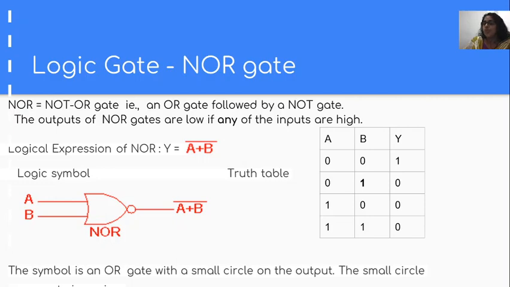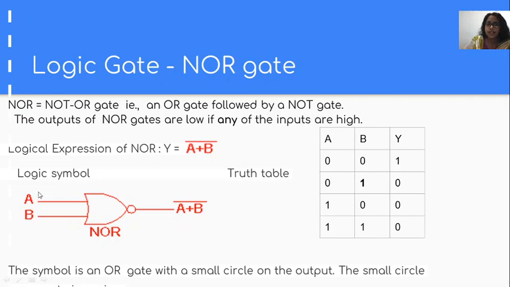So coming to the NOR gate. Actually, the NOR gate is a combination of two gates: an OR gate followed by a NOT gate. First an OR gate is there, followed by a NOT gate. So NOR stands for NOT OR, mixing together as NOR. It is an OR gate followed by a NOT gate.